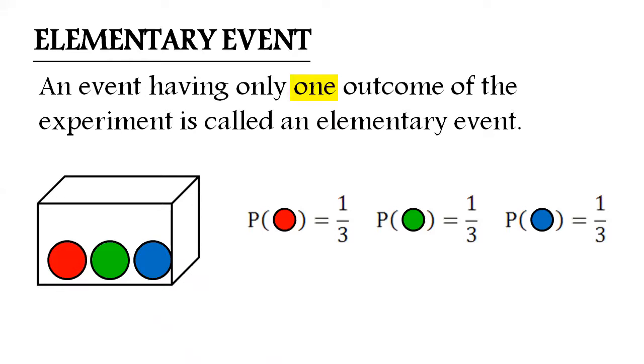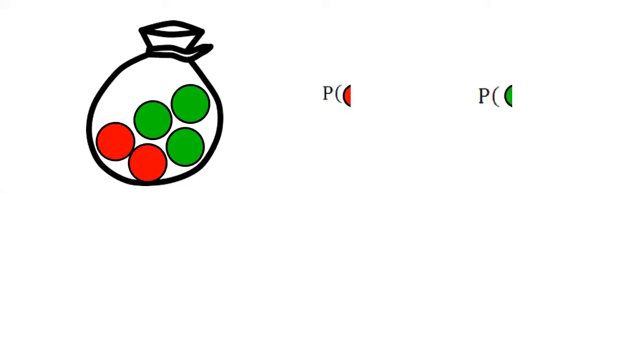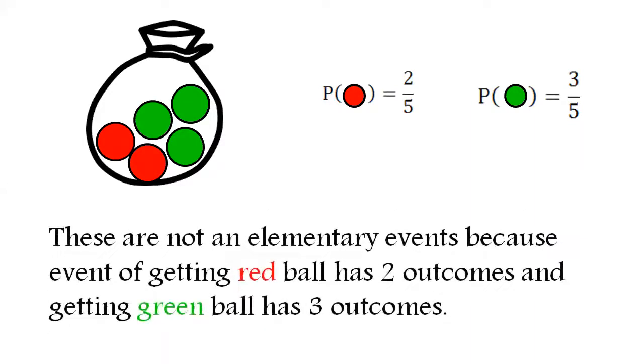Here, getting red, green, and blue ball events are elementary events because they have only one outcome. Now, let us check for another example. Suppose in a bag there are 2 red balls and 3 green balls. Probability of getting red ball is 2 by 5 and probability of getting green ball is 3 by 5. These are not elementary events because the event of getting red ball has 2 outcomes and getting green ball has 3 outcomes.